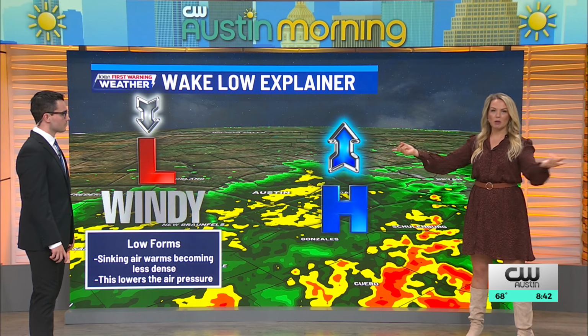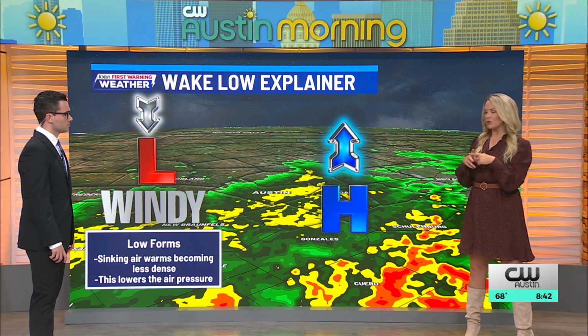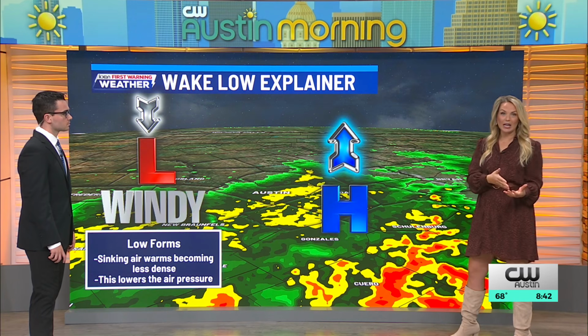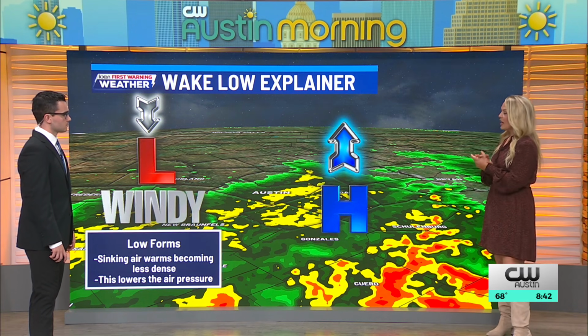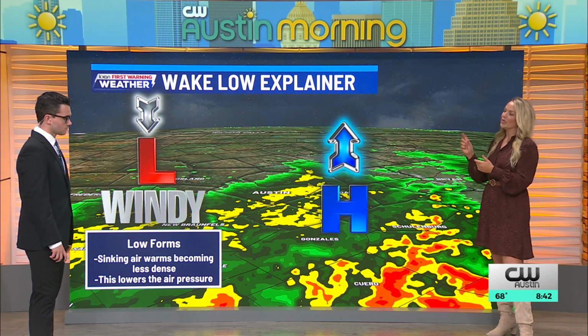Austin-Bergstrom Airport wind gusts went up to 60, 62 miles per hour, and the temperature shot up to the 70s, whereas most of the temperature sensors around it were still in the 60s. But sinking air is warming air, right? So that's why that temperature looked a little wonky on the maps this morning.